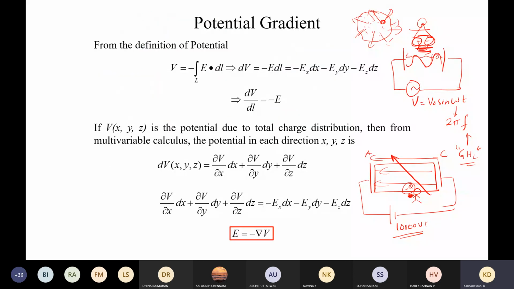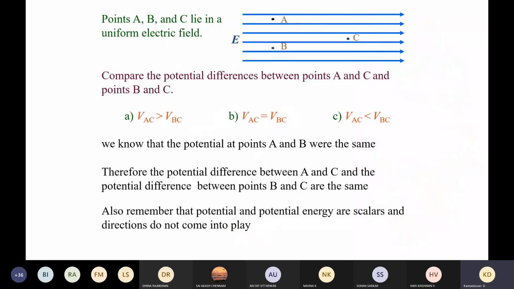We will study this in detail because material physics will come into the picture, and some interesting behavior can be studied. I believe we can study the potential gradient in the next class. We will stop here, and if you have any questions in this regard, you can ask.